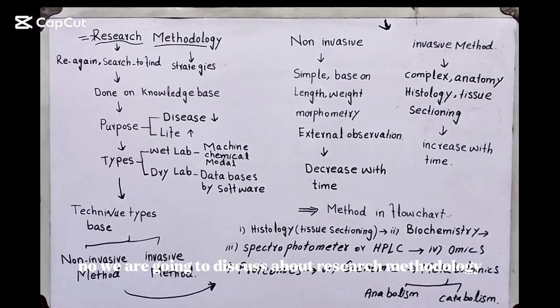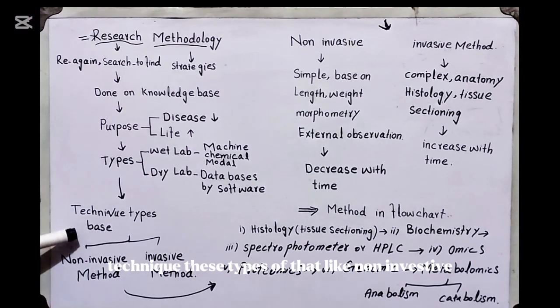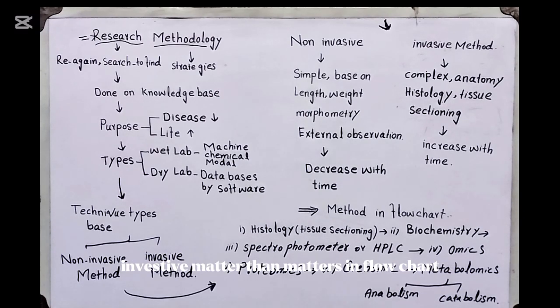Now we are going to discuss research methodology. What is research methodology? How can we do research? Which methods can we use to do research? After that, we shall discuss their purpose, types, and technique-based types, like non-invasive and invasive methods, then methods in a flowchart.